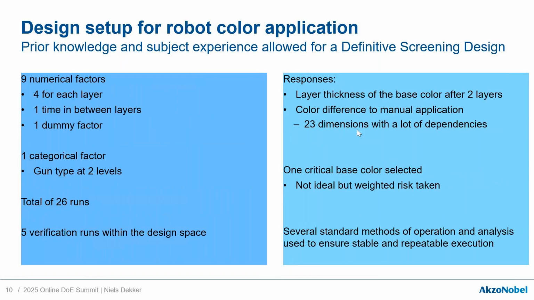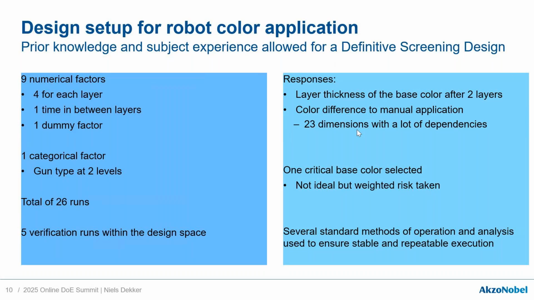Now, based on this prior knowledge that I already talked about, the experience of the subject expert people, the applicators, but also prior DOEs that we've done and analysis on color, we decided that definitive screening design is the way to go. We don't expect humongously complex models in this case. And all these combinations that I talked about are indeed doable given the ranges that we selected. So we had 9 numerical factors: 4 on the robot for each layer, that's 8, and 1 time in between layers, which is 9.